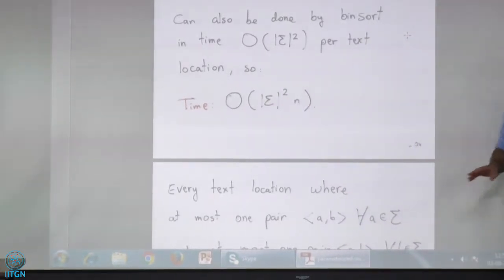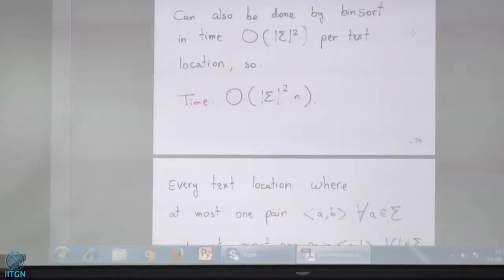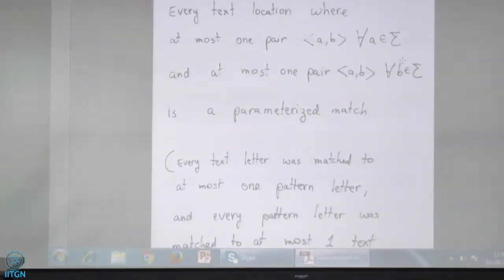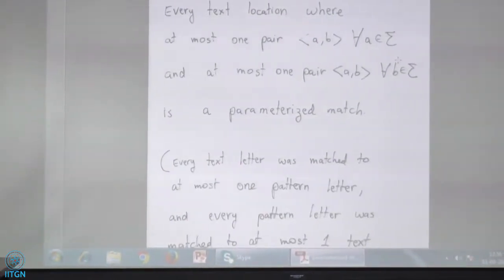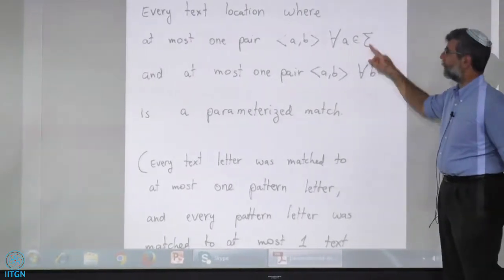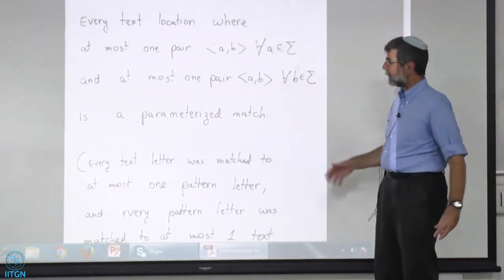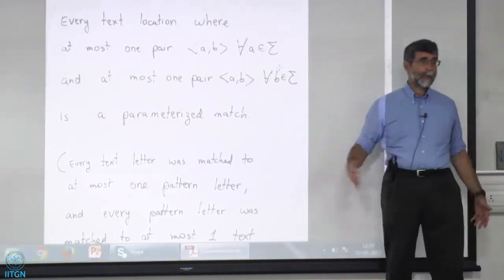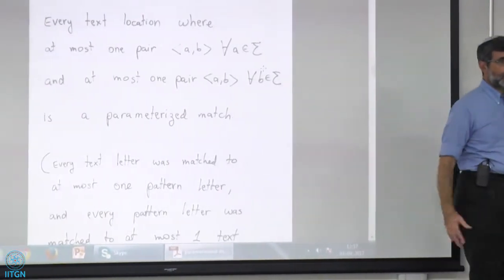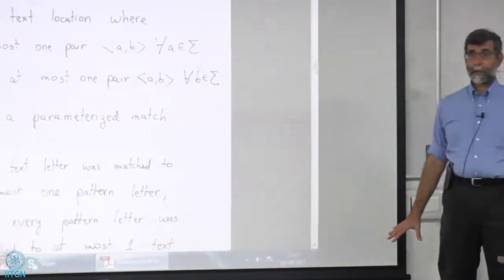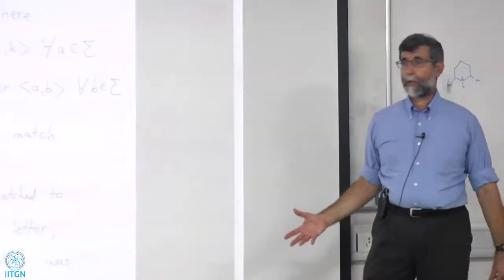And then for every location, after they're sorted, it's easy for us to check whether at most one pair AB exists for every A in sigma, and at most one pair AB exists for every B in sigma. That's a parameterized match. Everything else is not a parameterized match. So this is an algorithm that we know how to do.